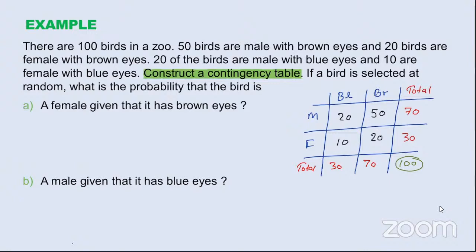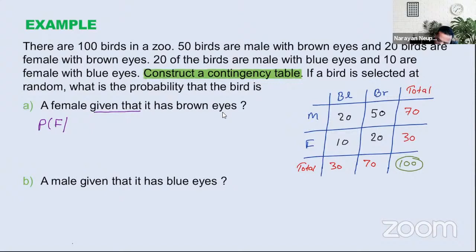Okay. So if you have no question on contingency table, let's answer the question now. If a bird is selected at random, what is the probability that the bird is a female, denoted by F in our table, given that it has brown eyes? See, there is that keyword, given that, which means we write a slash type of line. That's how we write it: probability that it's female, given that it's brown.